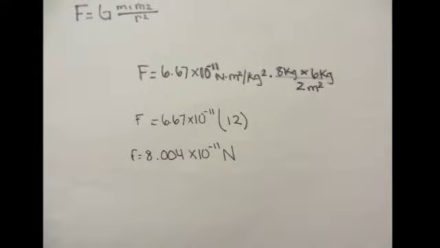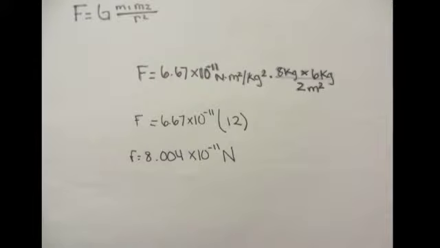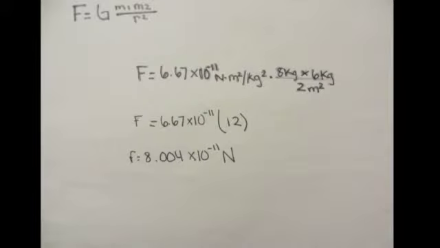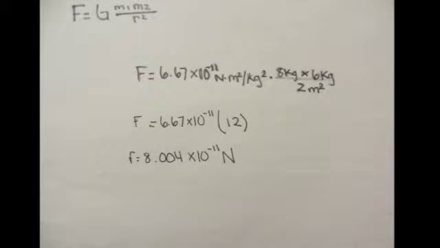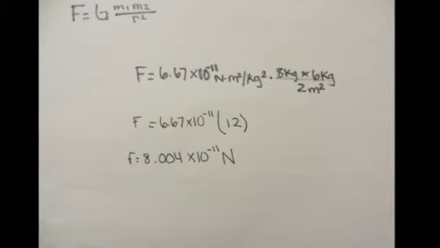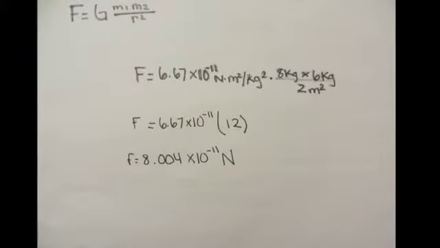Let's start by multiplying 8 times 6, which equals 48, divided by 2 squared, which equals 4. So 48 divided by 4 is 12. 12 times 6.67 times 10 to the negative 11 equals your gravitational force, which is 8.004 times 10 to the negative 11 newtons. See, that wasn't so bad.